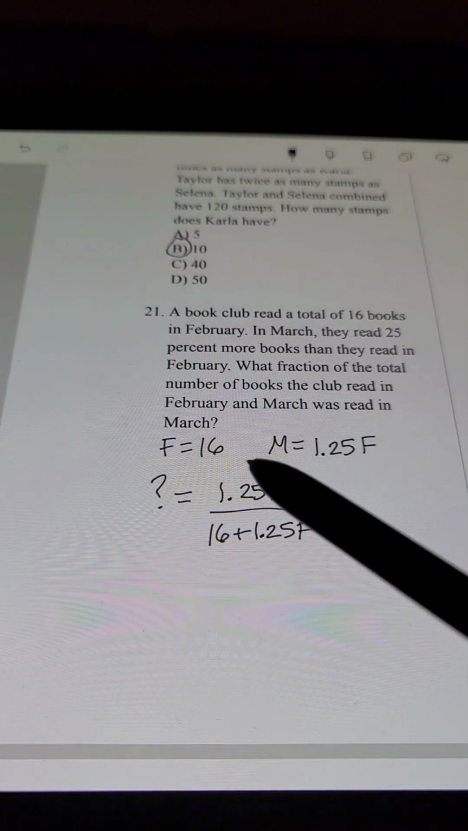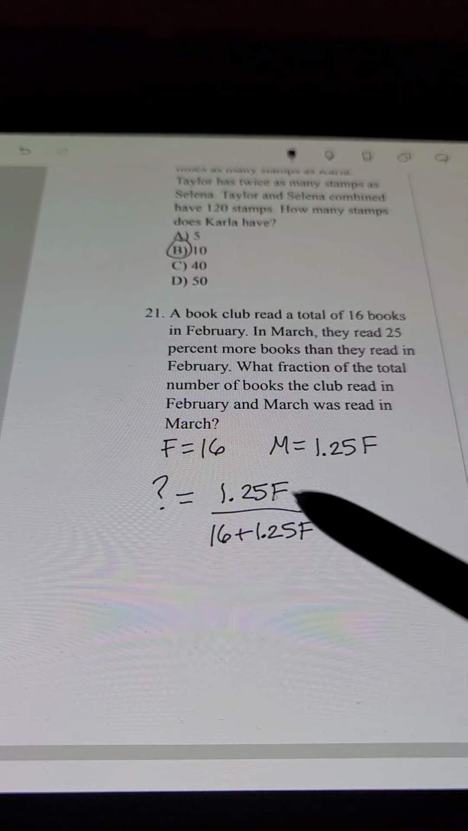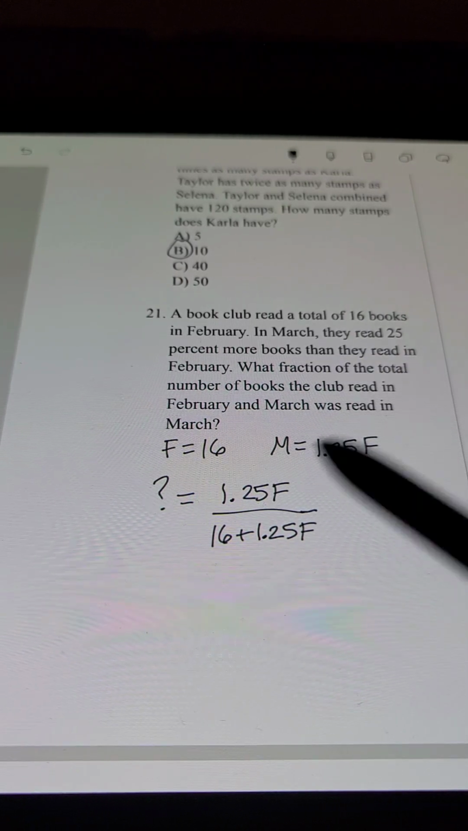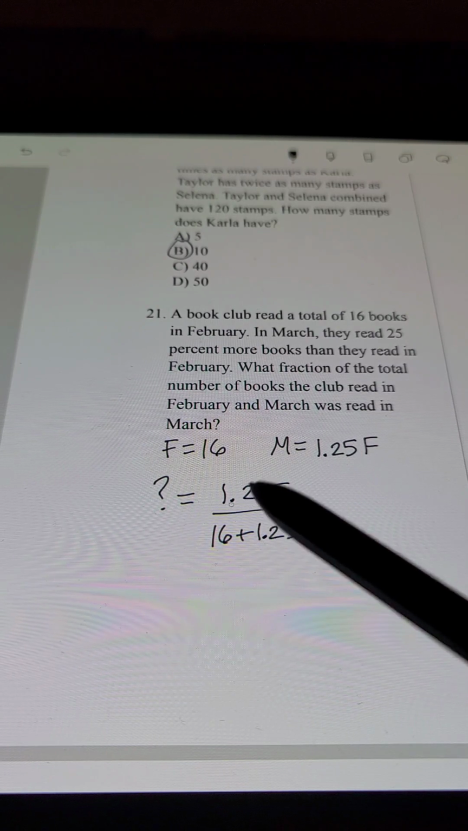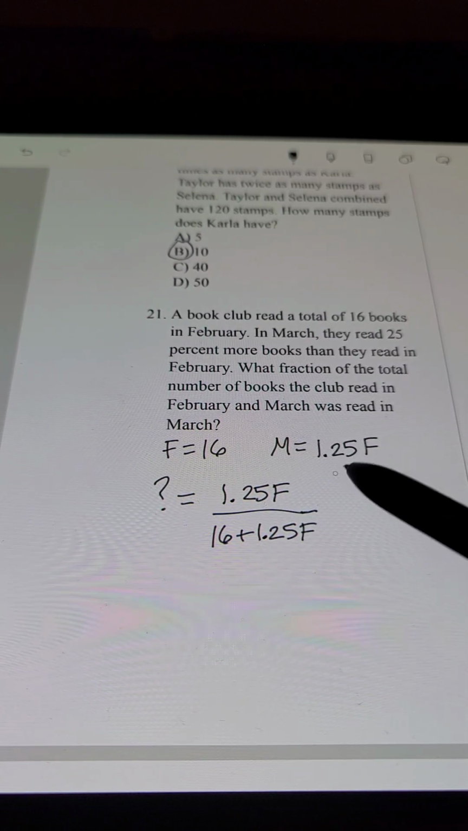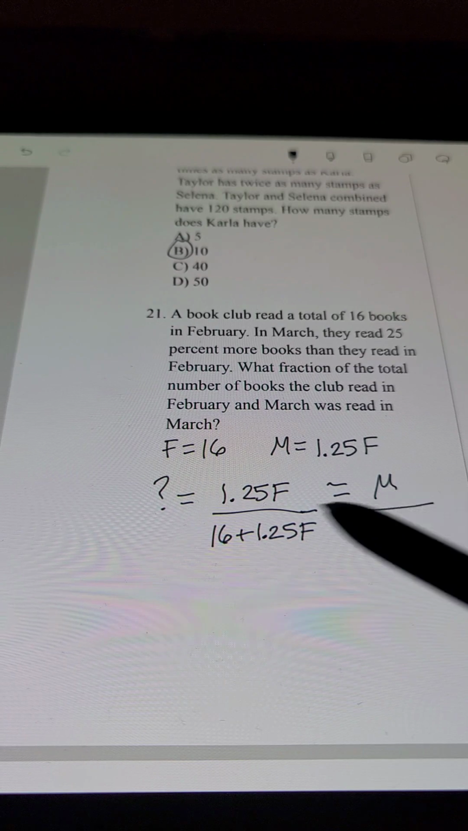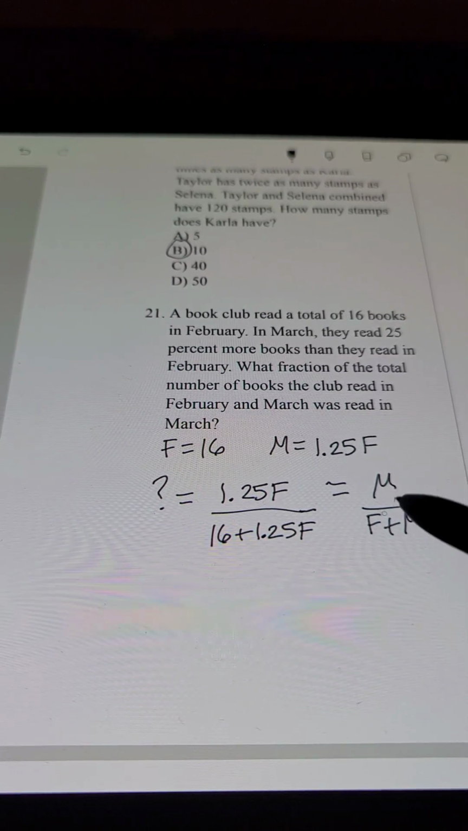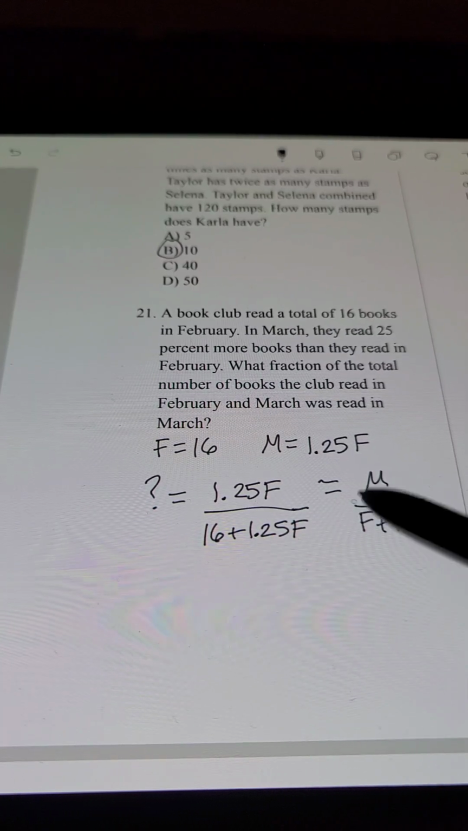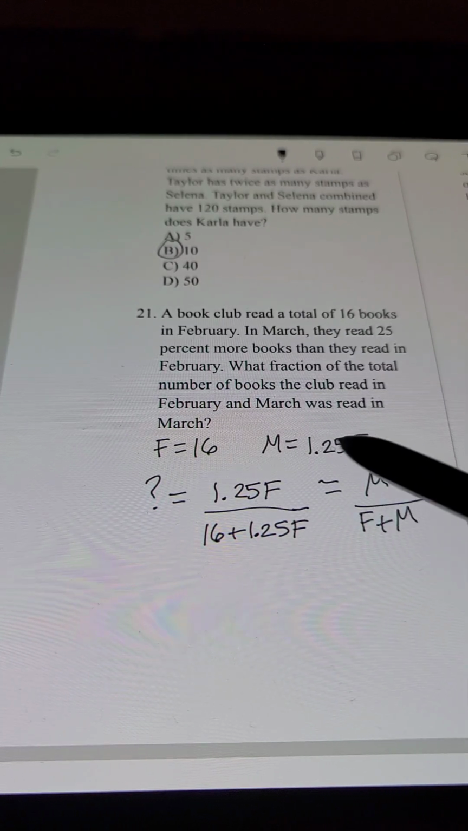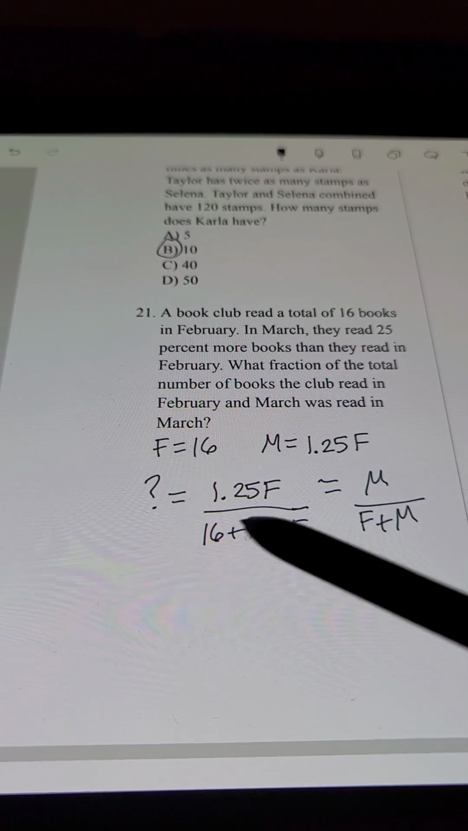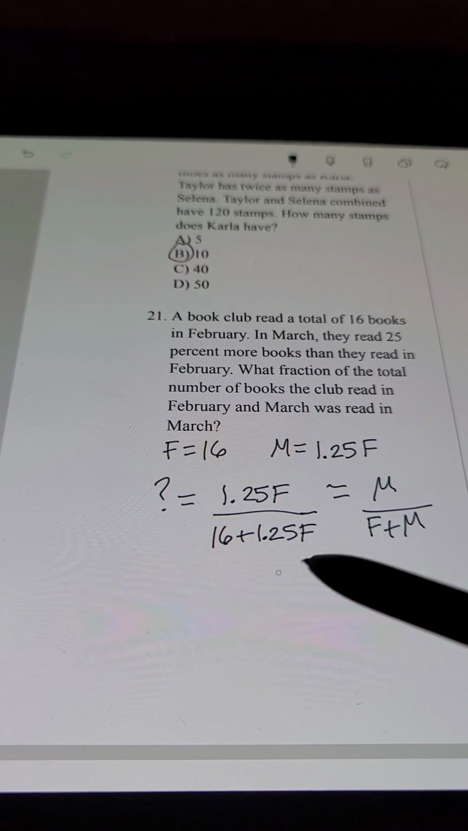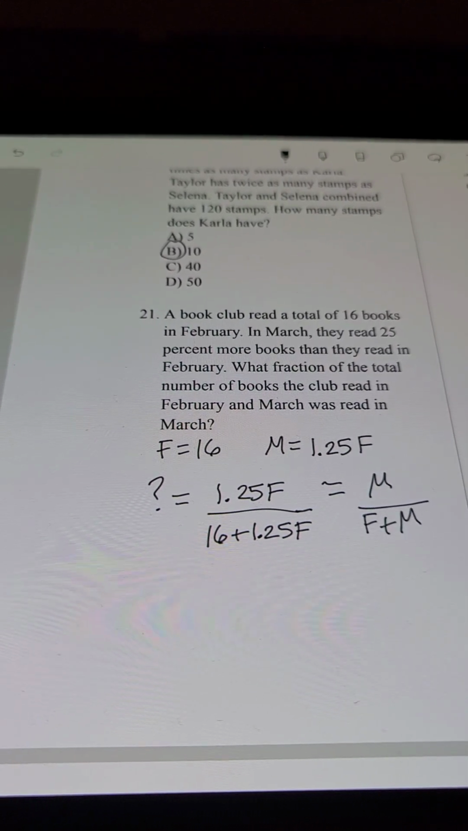So if we want to answer the question, which is asking what fraction of the total number of books were read in March, then we would do 1.25F, March basically, over the total amount read in February plus March. So this is the precursor, and then I went ahead and subbed in what M represents and what I could put for F plus M over here, so that I'm only left with one unknown right there.